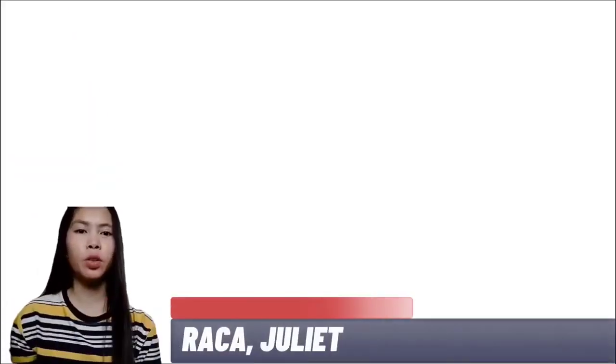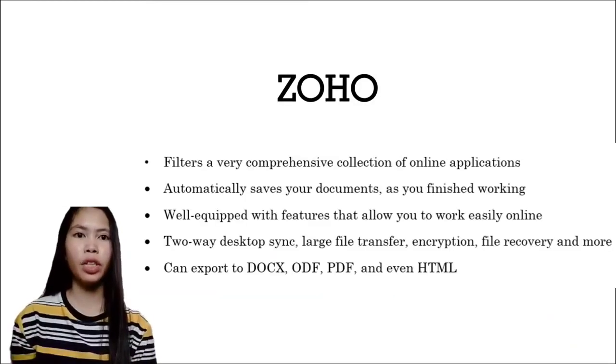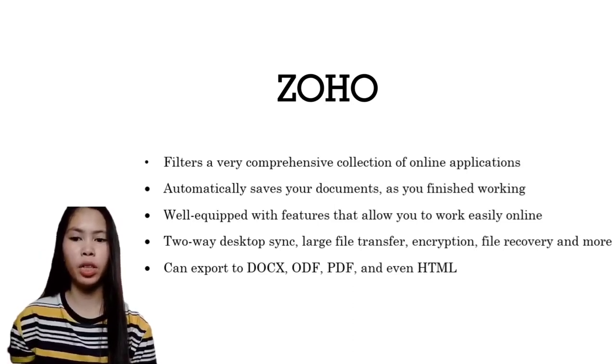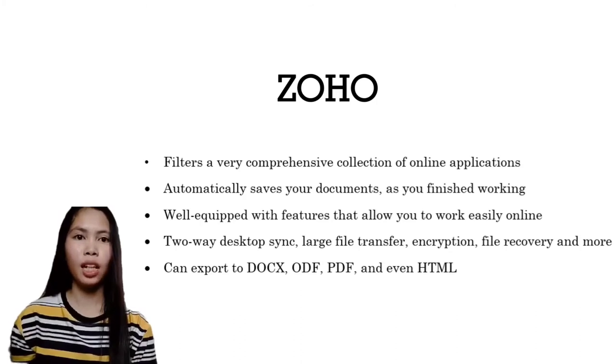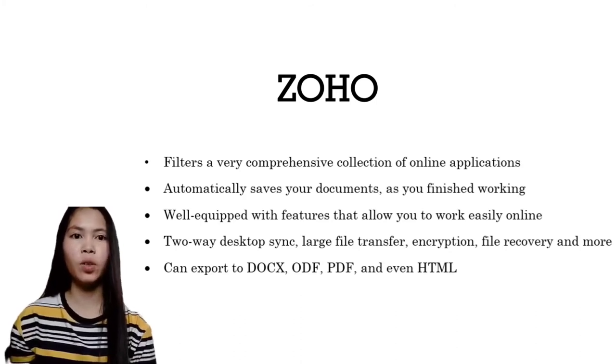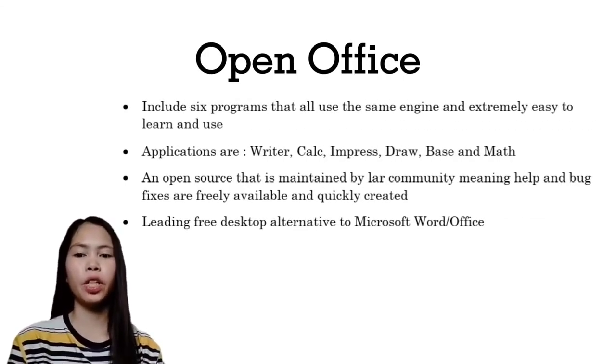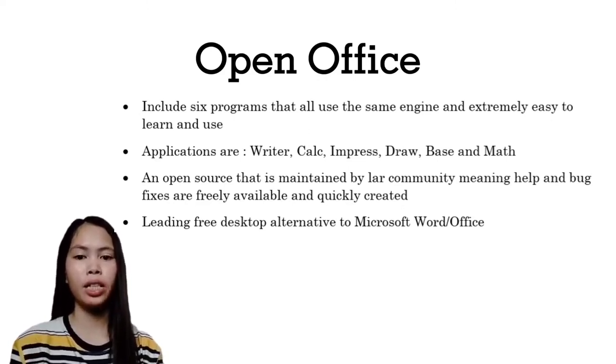Continuation of the online Microsoft Word alternatives. First, Zoho. It offers a very comprehensive collection of online applications, automatically saves your documents as you work, and is well equipped with features that allow you to work easily online. Next is OpenOffice. It includes six programs that all use the same engine and is extremely easy to learn and use. Applications are Writer, Calc, Impress, Draw, Base, and Math.